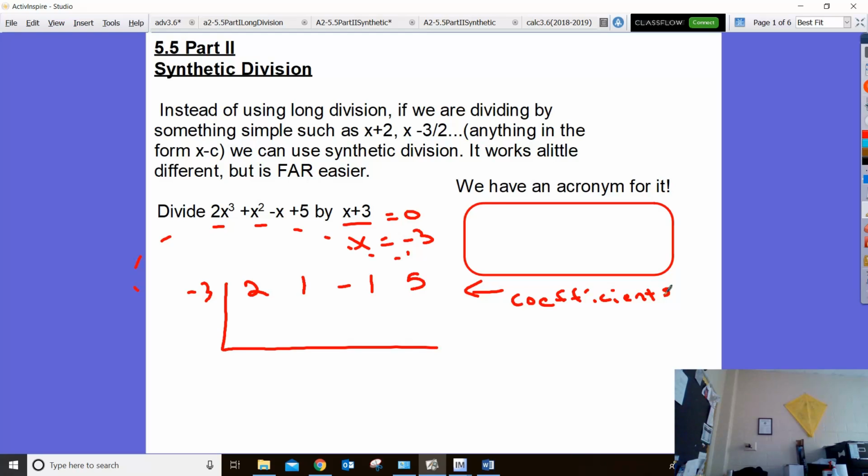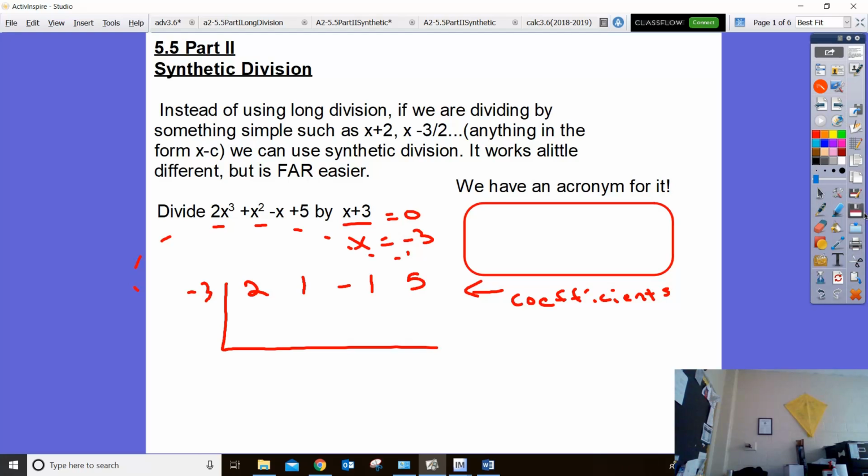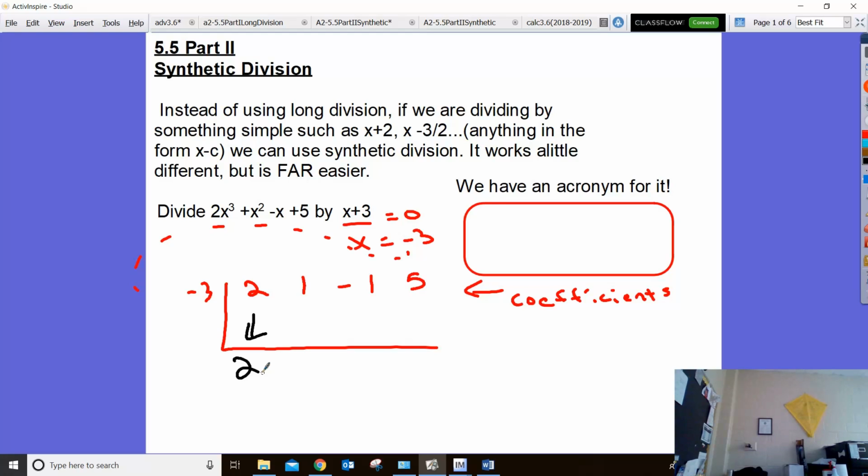And I'll walk you through it, and I've got an acronym for you to remember how to do this. But the very first thing we do is we drop the first number. We drop that 2. First thing you see, you drop it. It falls all the way through the first floor down to the basement, okay? And then we multiply negative 3 and 2. That goes on the first floor. And then you add. You add 1 and negative 6. You just add down. What's 1 plus negative 6? Negative 5.